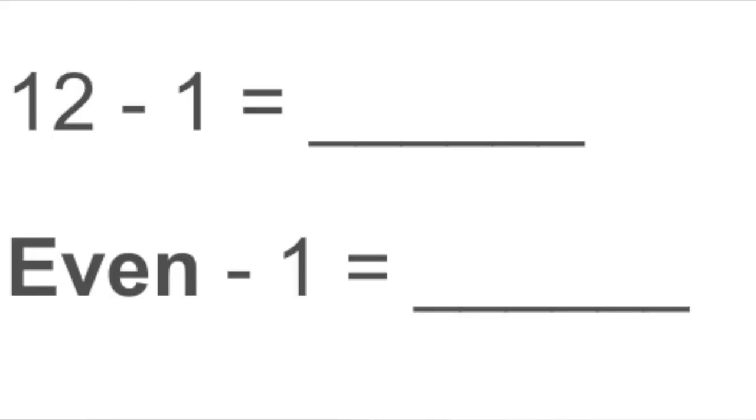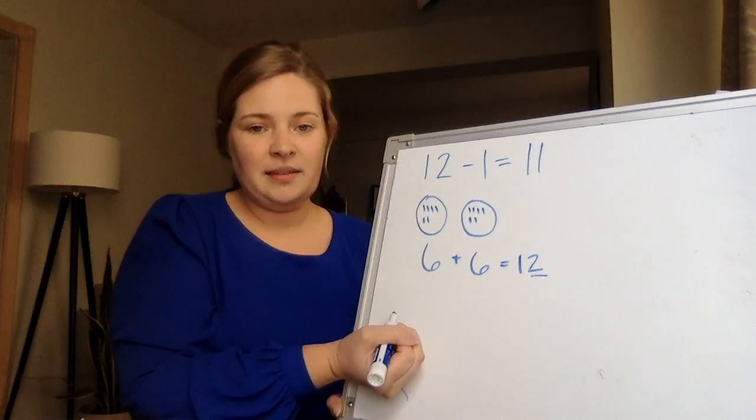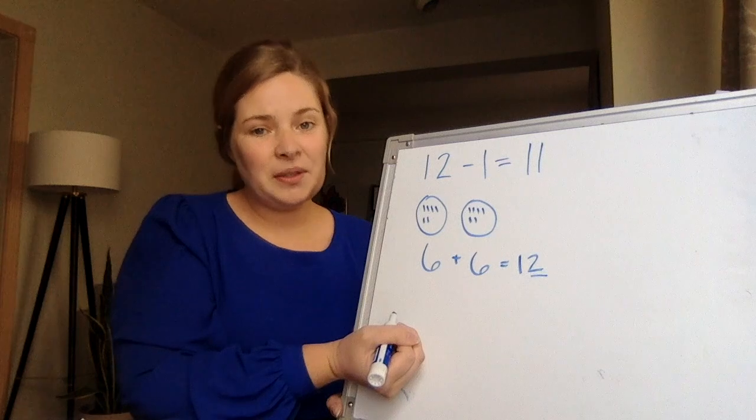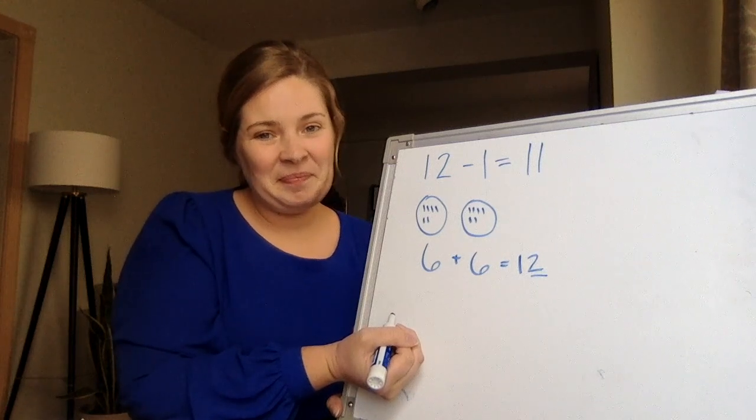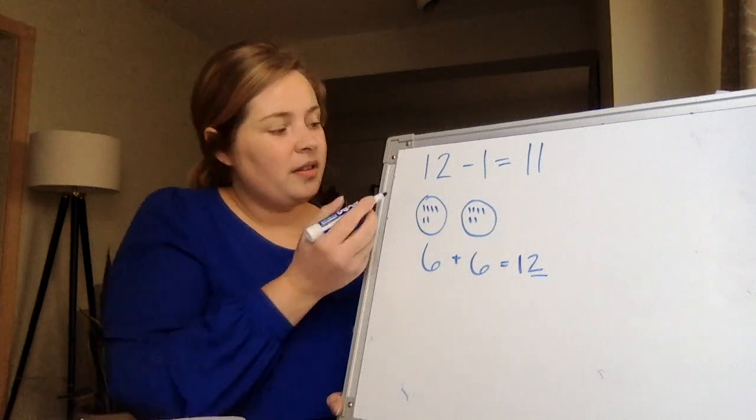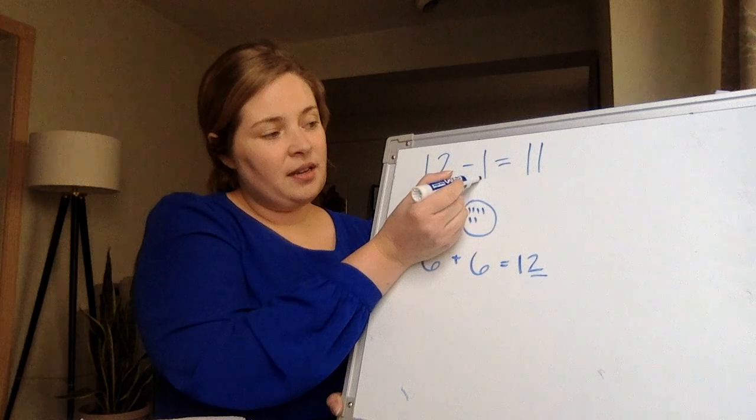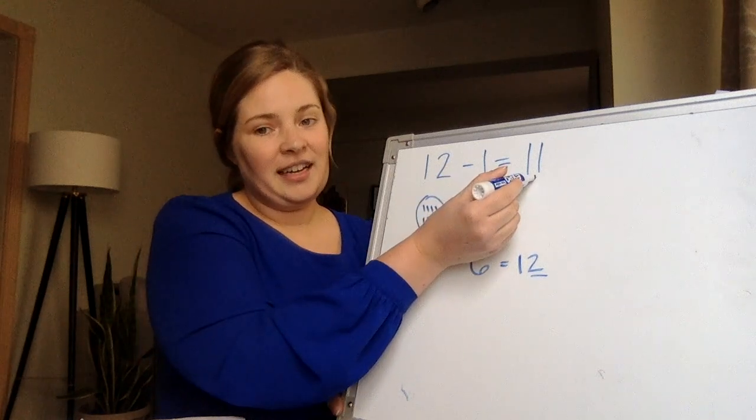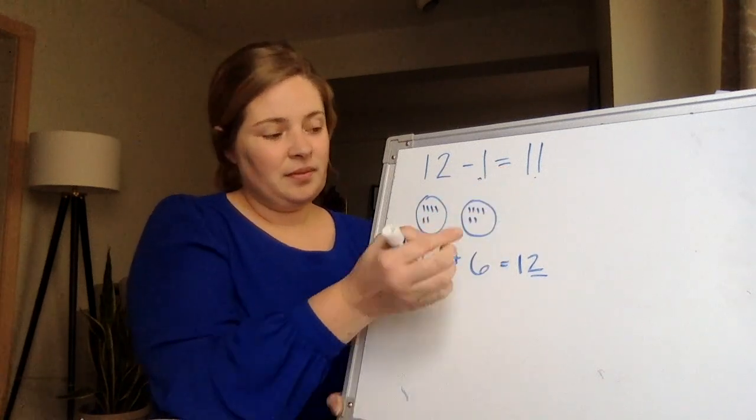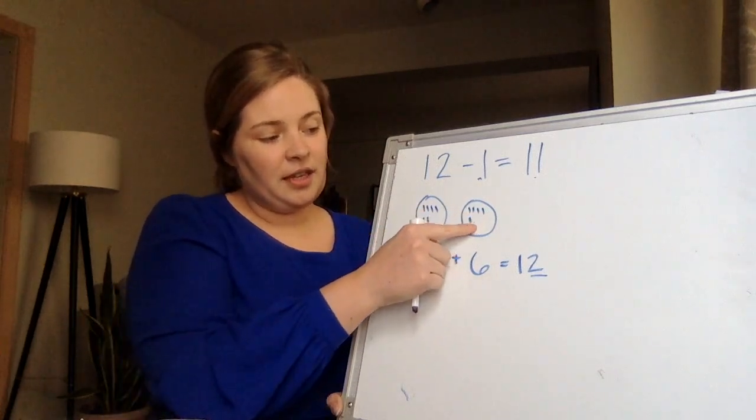Another way that we know that 12 is even is that it has a 2 in the ones place. 2 is an even number. Whatever strategy you use to remember that, know that 12 is an even number. If we take 1 away, we get an odd number. We took 1 away, our groups are not even.